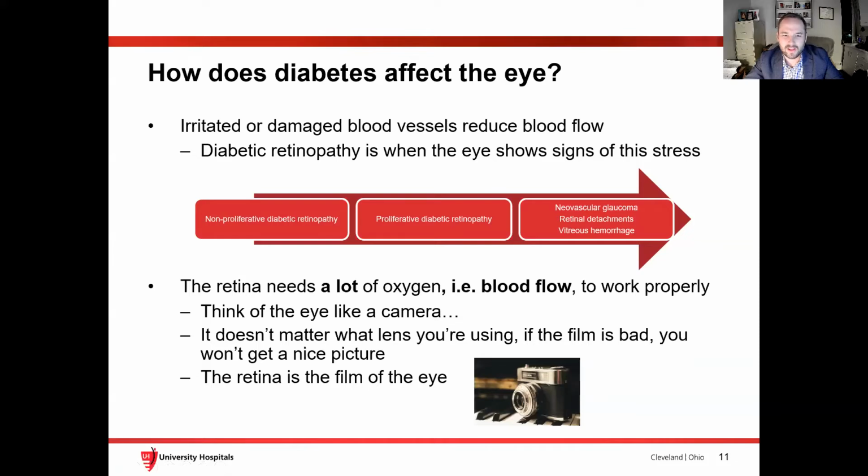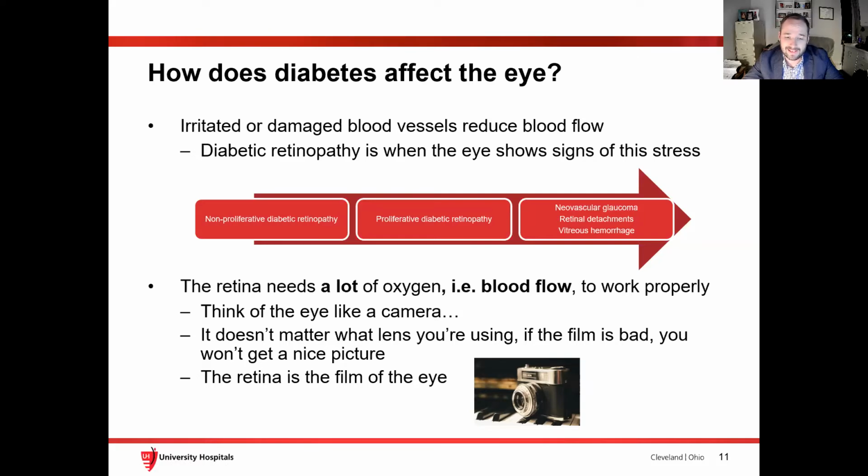Non-proliferative, fancy way of saying new blood vessels aren't forming. Proliferative, new blood vessels are forming. And that's where you can really start to get in trouble. And then those other things springboard off of those new blood vessels. We want to catch it when it's at that non-proliferative stage, or hopefully before there's any changes at all.